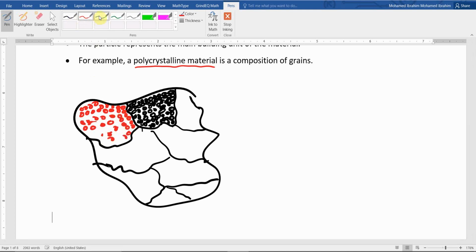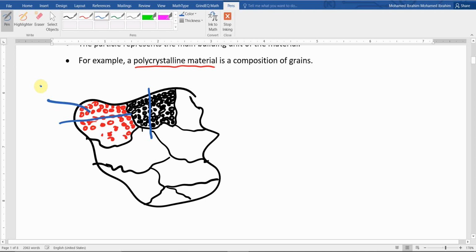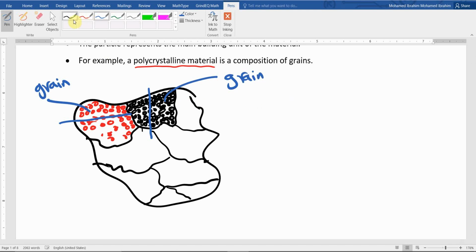So we could say that this is the orientation of the atoms of this grain, and you're going to have another orientation for the atoms of the other grain. This is what distinguishes one grain from another. This is a grain in the polycrystalline material, and this is another grain of this polycrystalline material. Make sense? Since we have two grains, there should be some grain boundary between them.